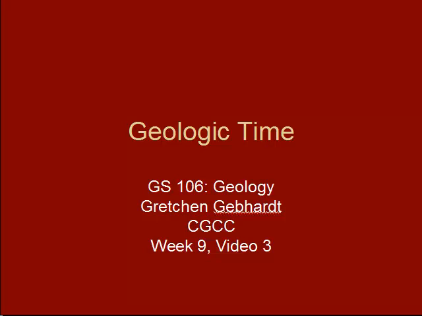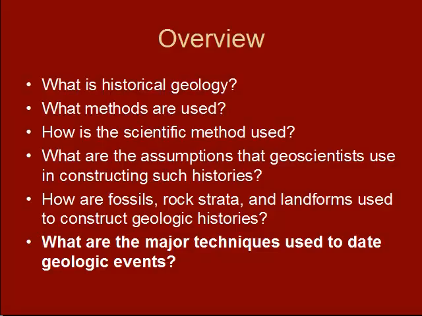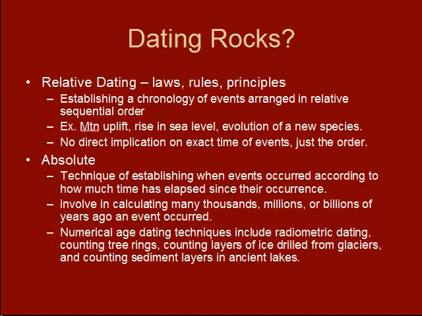Welcome back to week 9, and we are going to continue and talk about some of the ways we use to date geologic events. There's two basic categories. There's relative dating and absolute dating. So in relative dating, what you use is basically different types of laws and principles that we'll talk about in this video to establish a chronology of events. So you're only able to organize events in order. You can't put an actual number date on it.